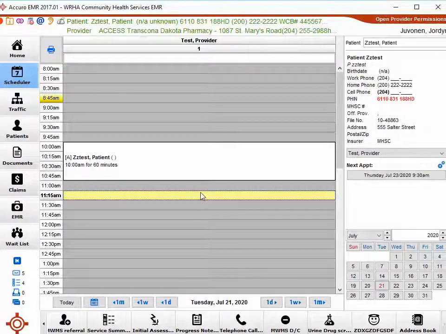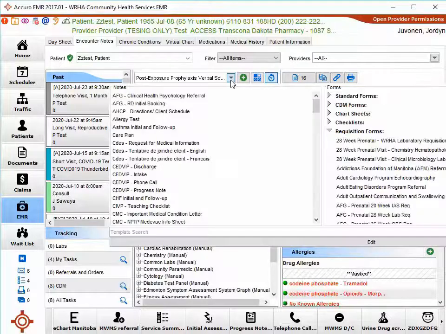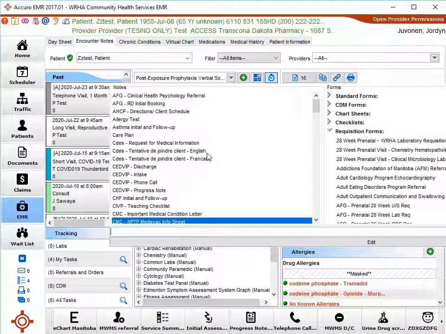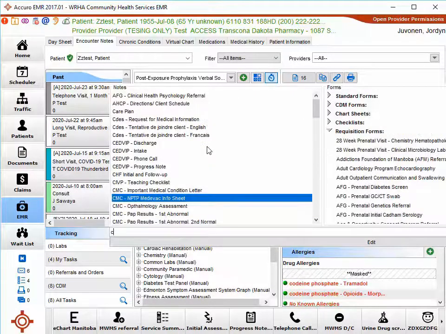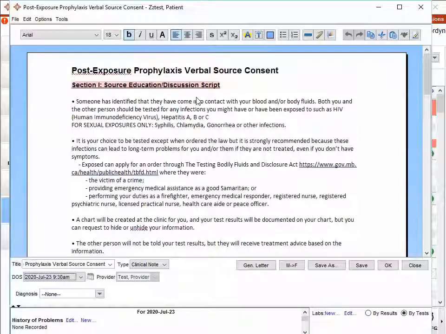The PCA will book the follow-up appointments and print out a copy of the upcoming visits. To print a copy of the patient's upcoming visits, select F4 on the keyboard. To initiate the consent form, select the EMR tab and Encounter Notes at the top. Select the drop-down arrow, and in the search section, search for consent. Select the post-exposure prophylaxis verbal source consent clinical note template. Upon selecting, the clinical note template will open.